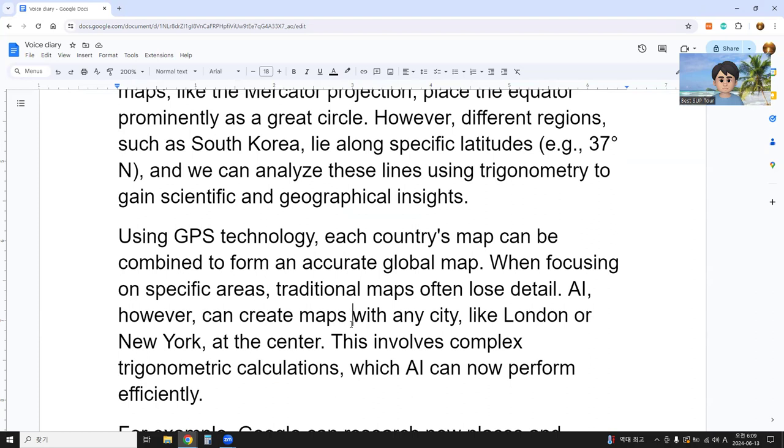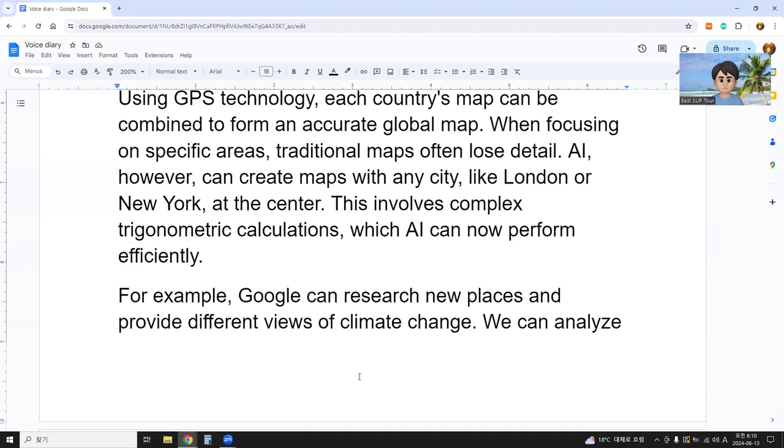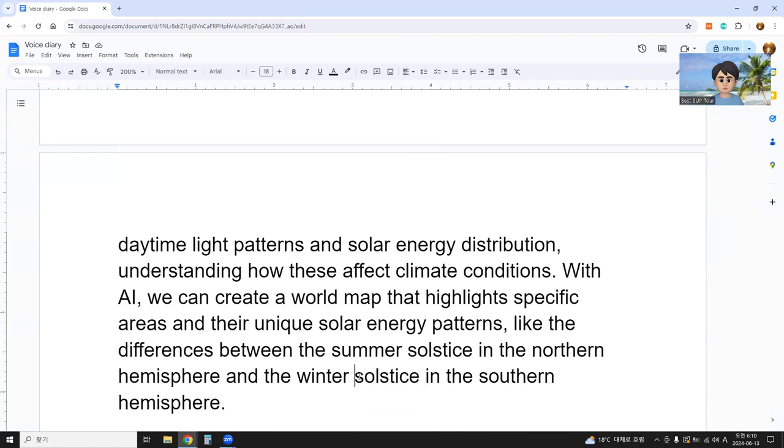When focusing on a specific area, traditional maps often lose detail. AI, however, can create maps with any city, like London or New York, at the center. This involves complex trigonometric calculation, which AI can now perform efficiently. For example, Google can research new places and provide different views of climate change. We can analyze the timeline pattern and solar energy distribution, understanding how these affect climate conditions with AI.